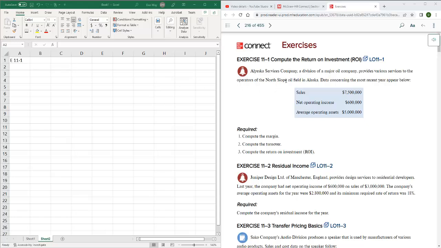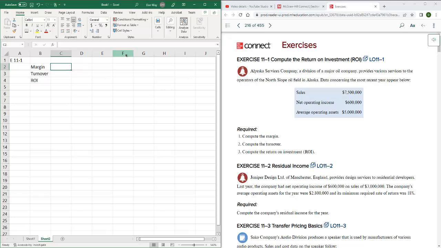So that said, Alaska Services Company, a division of a major oil company, provides various services to the operators of the oil field out there in Alaska. Here's data concerning the most recent year: sales of $7.5 million, net income of $600,000, and average operating assets of $5 million. So the first thing we're going to calculate is margin, then turnover, and then we'll calculate return on investment, or ROI. And do that two ways, actually, just to make sure we're clear on these interrelationships.